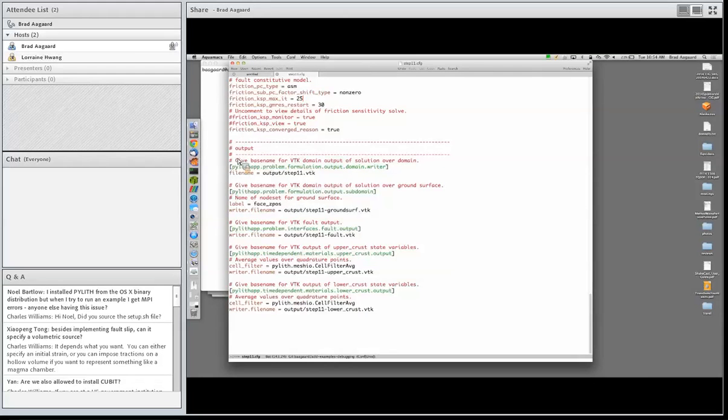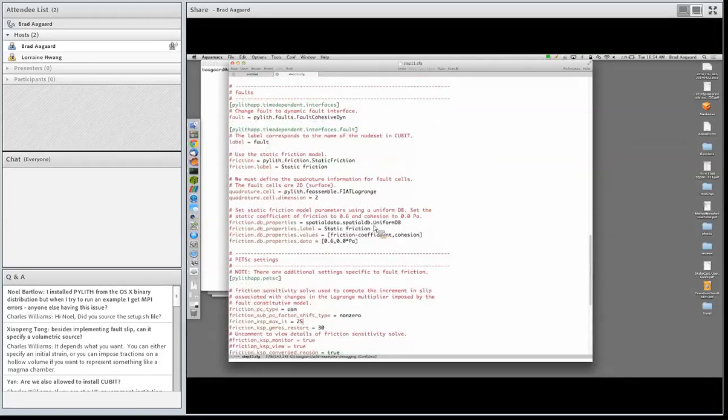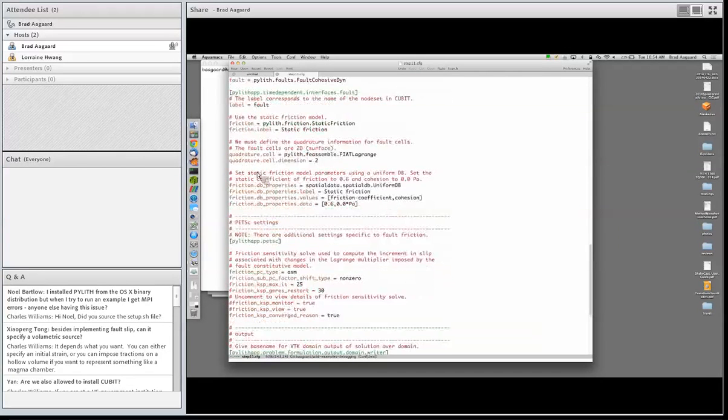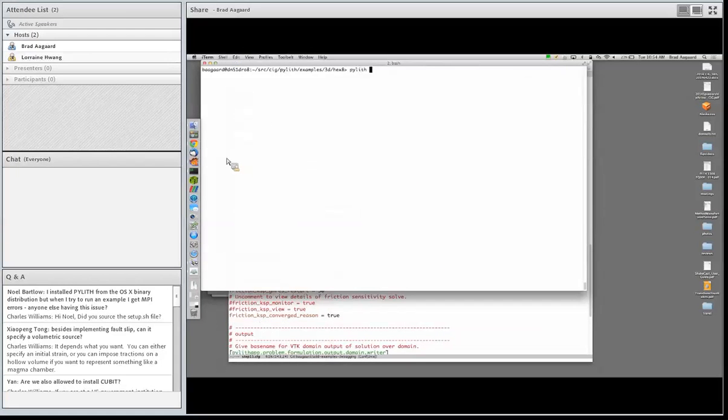Any questions on our inputs? Yes. Yeah. So in this case, I used a uniform database to specify the parameters for the friction model. So, step 11, I'm going to capture it to a log. And then we'll look at the output.